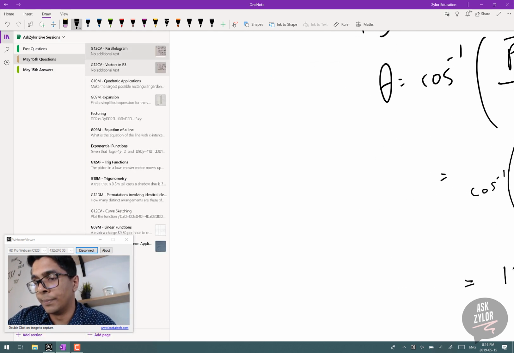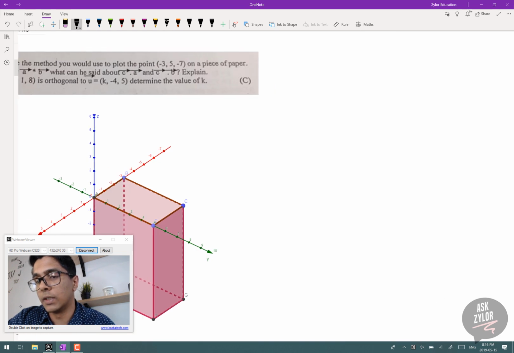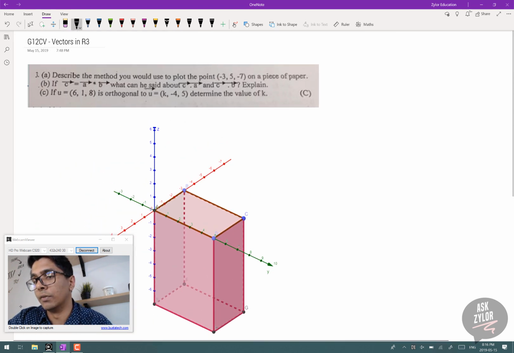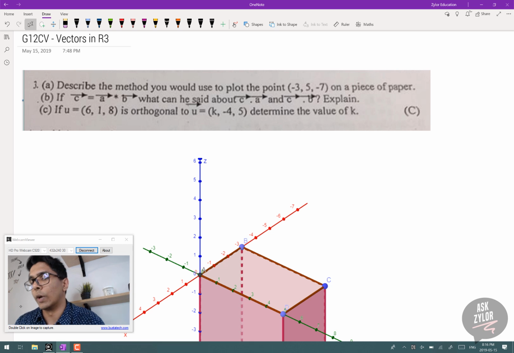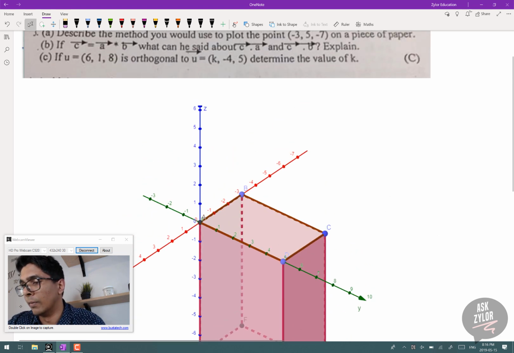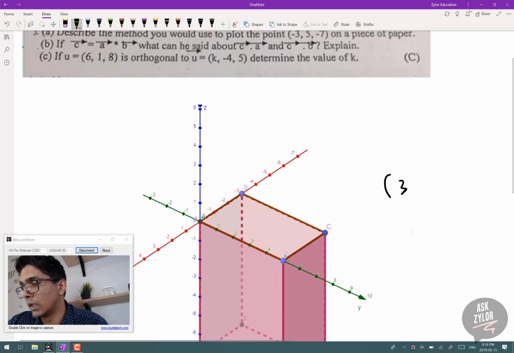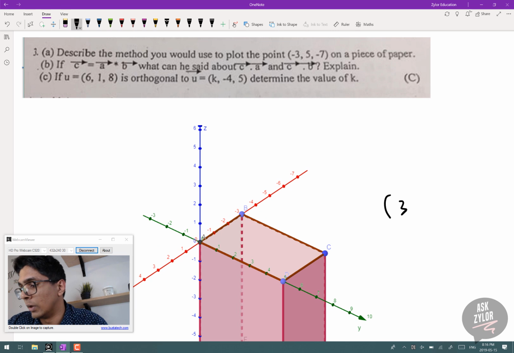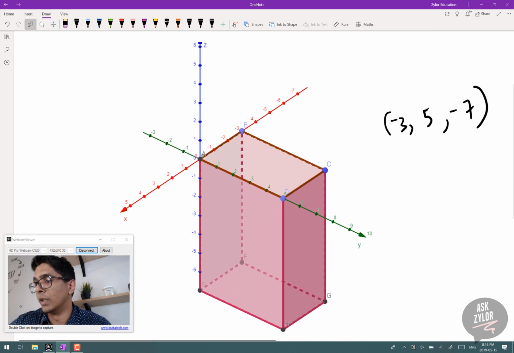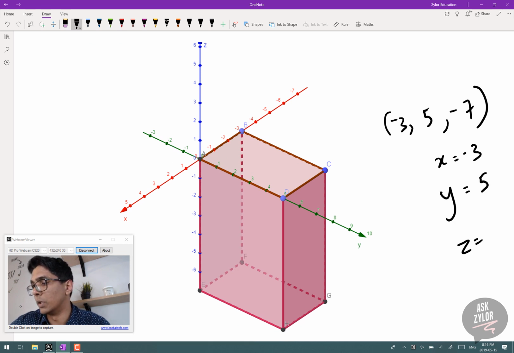So it's another calculus vectors question. It's dealing with vectors in 3D space. So we're asked to describe the method you would use to plot the point negative 3, 5, and 7 on a piece of paper. Right? So there's many ways of doing this. The easiest way, I would say, I'm just going to rewrite the point negative 3, 5, and negative 7. So my x value is negative 3, the y value is 5, and the z value is negative 7.